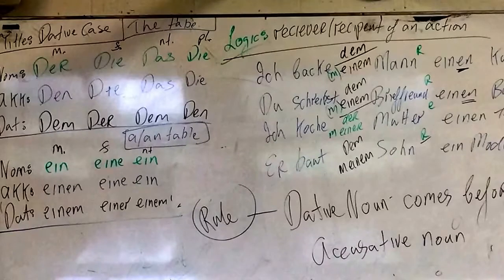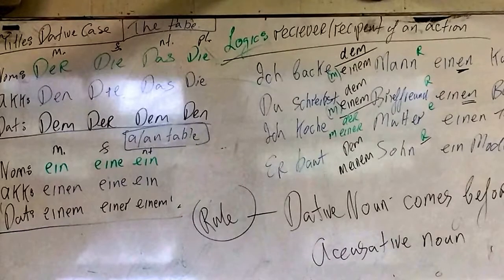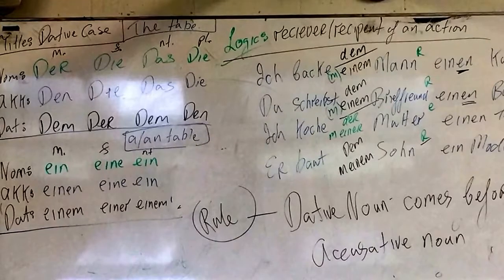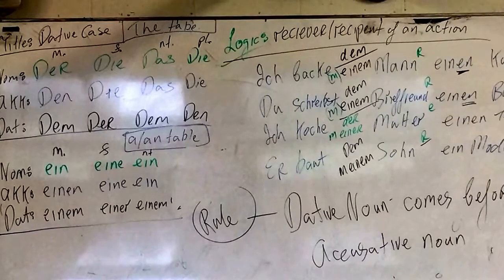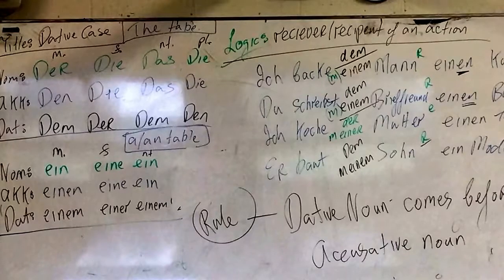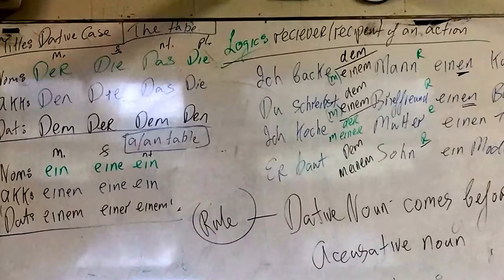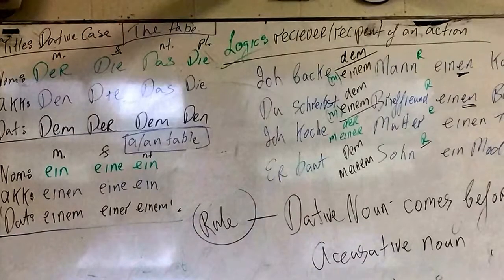So again, ich koche der Mutter einen Tee. Tee is the object of the sentence. It's der Tee, der to den, the rest stay the same. Who's the recipient of the object? Who's receiving the tea? Your mother. So Mutter is a D word, so der changes to der, or ein changes to einer. And if you want to make it a possessive, you put an M before it. So ich koche meiner Mutter einen Tee.